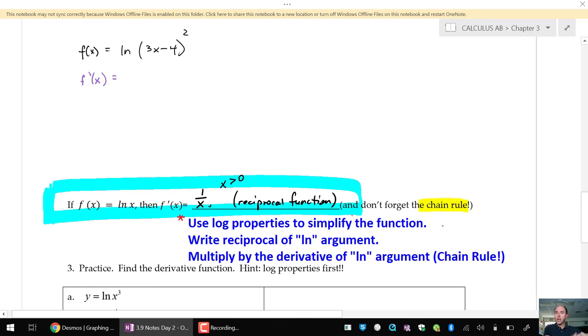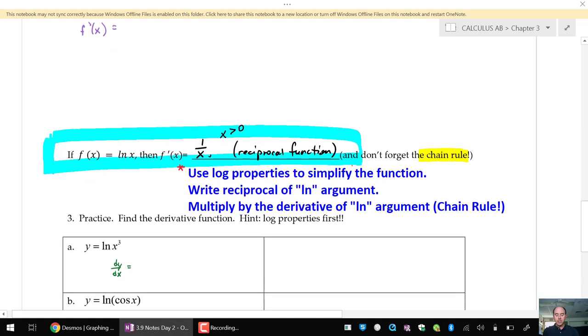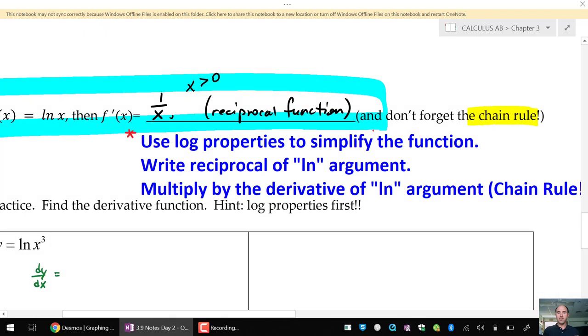So just like we had 3 rules for exponential derivatives, and here they are: recopy, and then multiply by the natural log of the base, and then we multiply by the derivative of the exponent. So those are the 3 steps for exponential derivatives. For the natural log function, here's what we do. Start by using log properties to see if you can simplify the function somewhat. Can you manipulate the function to make our calculus easier?